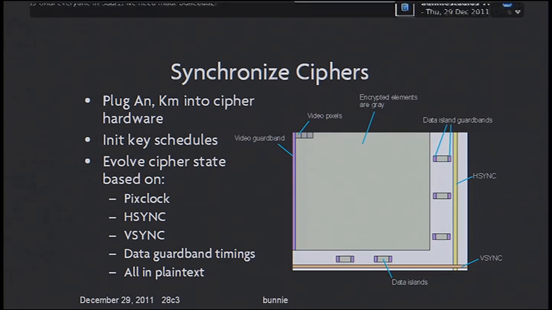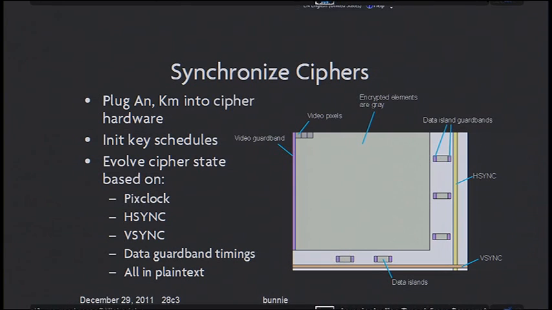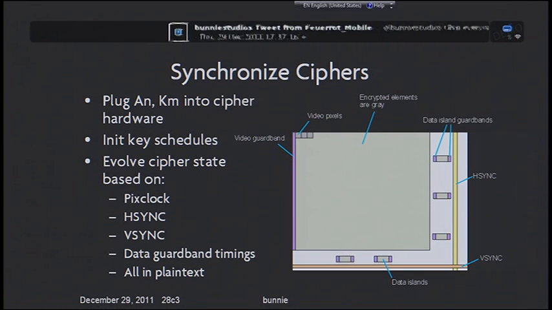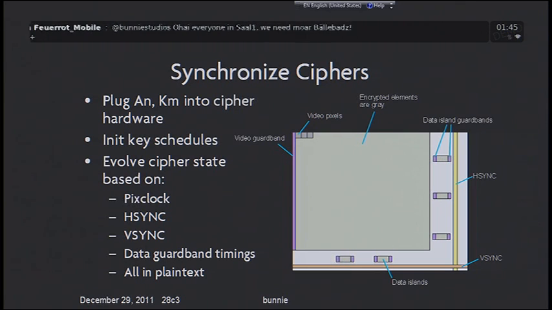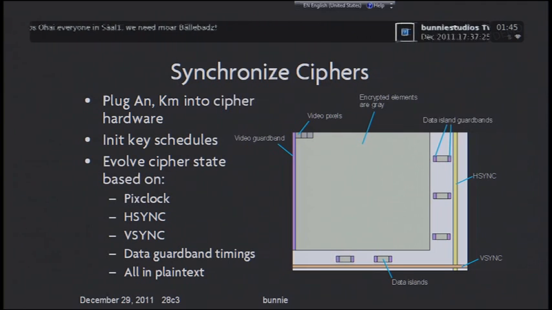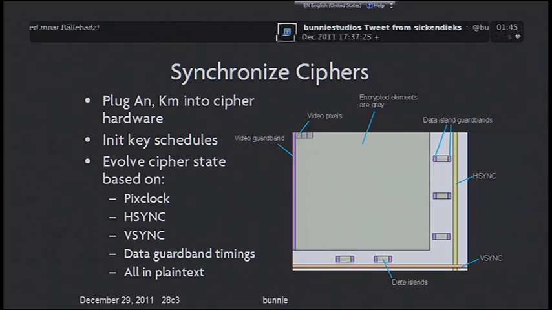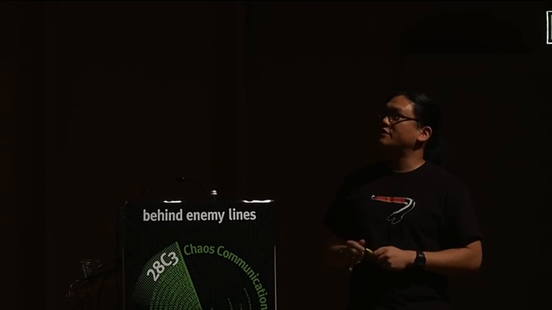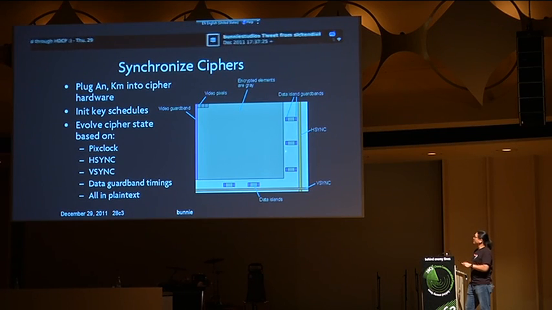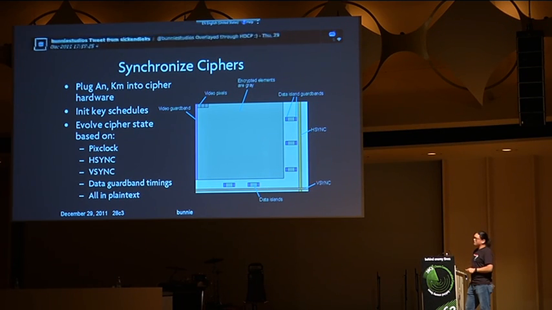So the ciphers themselves, as I had mentioned earlier, once you plug it into the hardware and you initialize the key schedules, the cipher state has to evolve based upon pixel clock first, but then also on HSync, VSync, data guard band timings, and a bunch of other bits and pieces. So when you have a frame of video, the active pixels are here, and then there's overscan on the edge for the HSync and VSync periods. They only turn on the encryption for actual data, right?